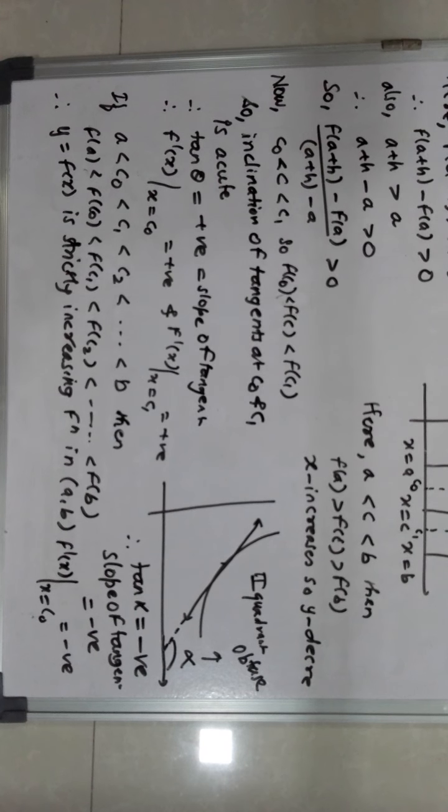Similarly, a function is said to be strictly decreasing in the open interval of a and b if and only if f dash x at any point between a and b is negative. So this is the main concept.